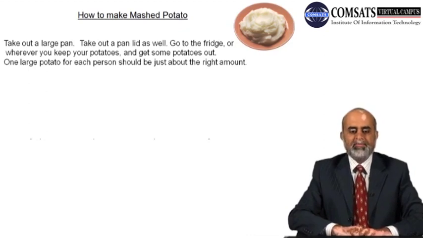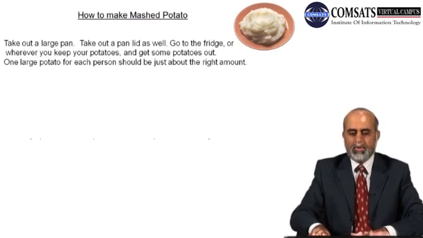Look at the second one. If we make it first now, take out a large pan, take out a pan lid as well, go to the fridge or wherever you keep your potatoes and get some potatoes out. One large potato for each person should be just about the right amount. Now, do you think these instructions are short and clear? They are not. So what should you do? You should cross it out.